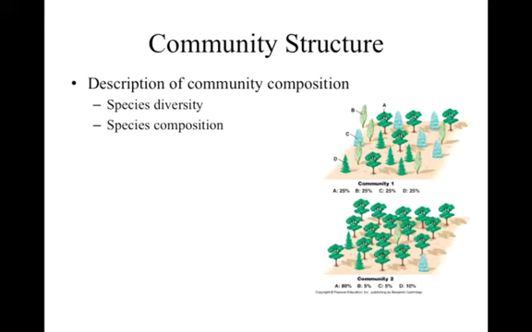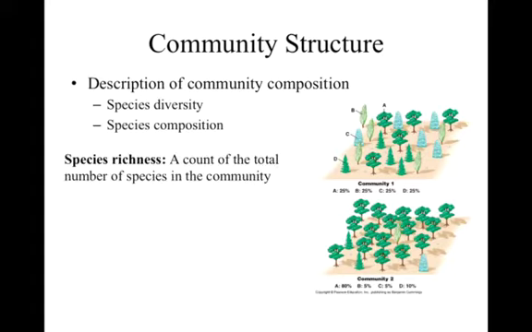Another important element of communities is classifying community structure. There's a couple of different metrics that we use to describe the overall broad-scale structure of a community. Two of the big ones are species diversity and composition. And within that, we also have finer-grained definitions. One is species richness. Species richness is just a total count of the number of species in a community.